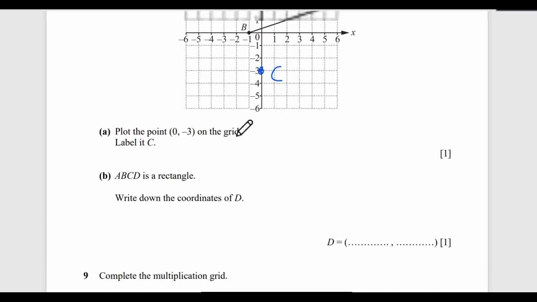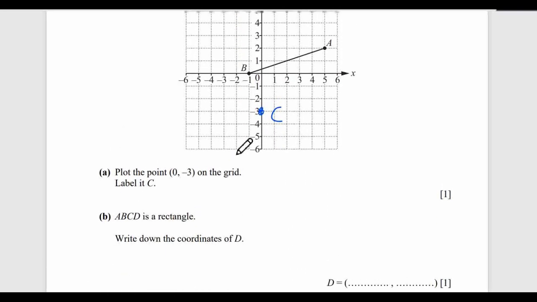ABCD is a rectangle. Write down the coordinates of D. Now we have to find D. So if this A, B, C is here, we have to find D somewhere here. So 10 seconds from now.